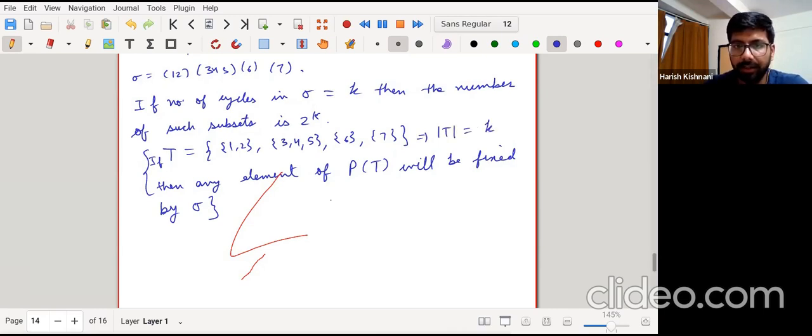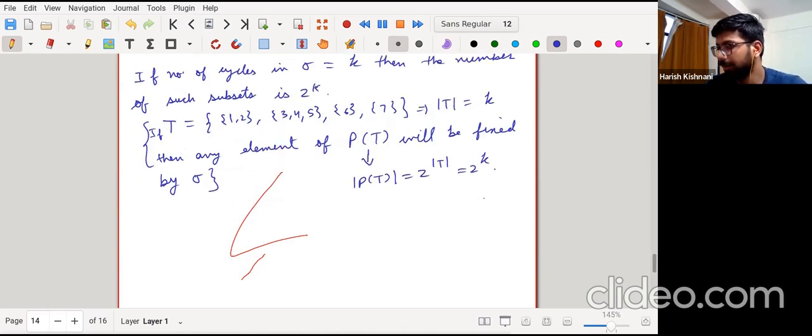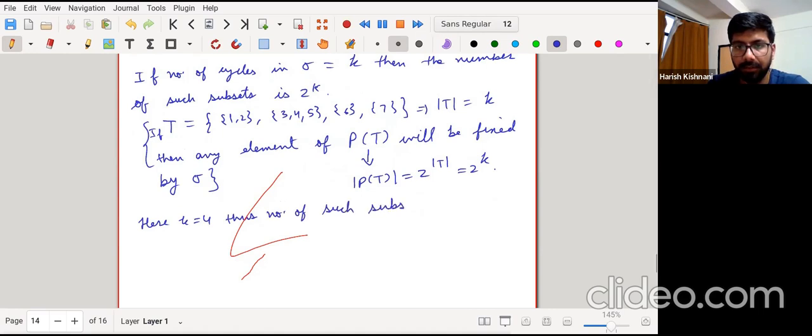Okay, and it has cardinality. This set has cardinality. You all know that the power set of something has cardinality 2 raised to the cardinality of T, which is 2 raised to k. Okay, so that's why here you have 4 cycles. Here k is 4, thus 2 raised to k, that is 2 raised to 4. The number of such subsets is 2 raised to 4, that is 16.